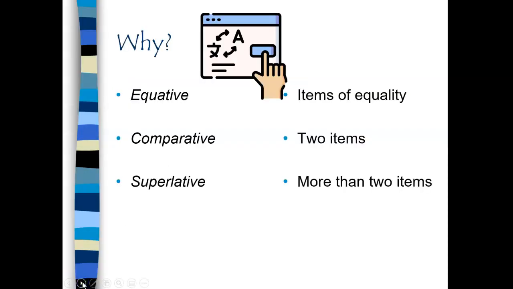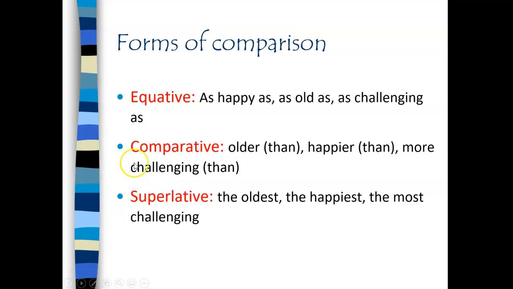First of all, we use three different forms of comparative. We use equative for talking about items of equality, comparative when we're comparing two items, and superlative when it is more than two items. As I said, equative is two things: as happy as, as old as, and as challenging as. We don't have to transform the adjective or adverb at all.